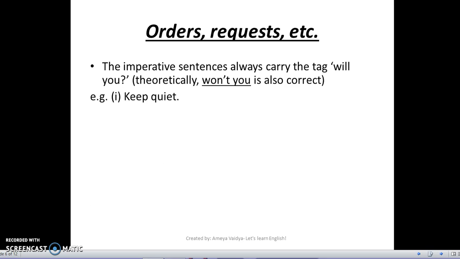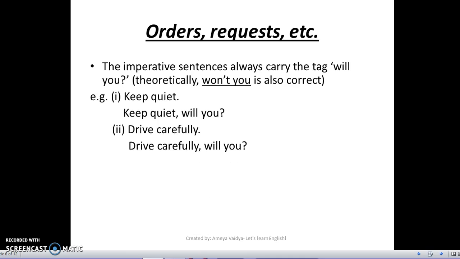So let's take a good look at a few examples to understand it better. The command is keep quiet. The tag will be keep quiet, will you? Now you want the person to keep quiet. So will you sounds better than asking keep quiet, won't you? The person is almost ready with the answer no. So keep quiet, will you? You want the person to be quiet. So will you just sounds better. Although I repeat, theoretically keep quiet, won't you is also correct.